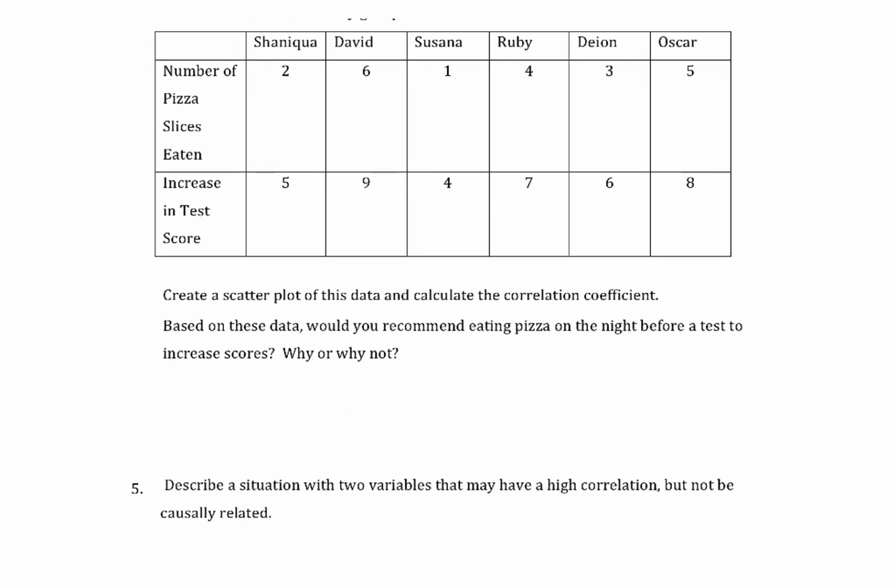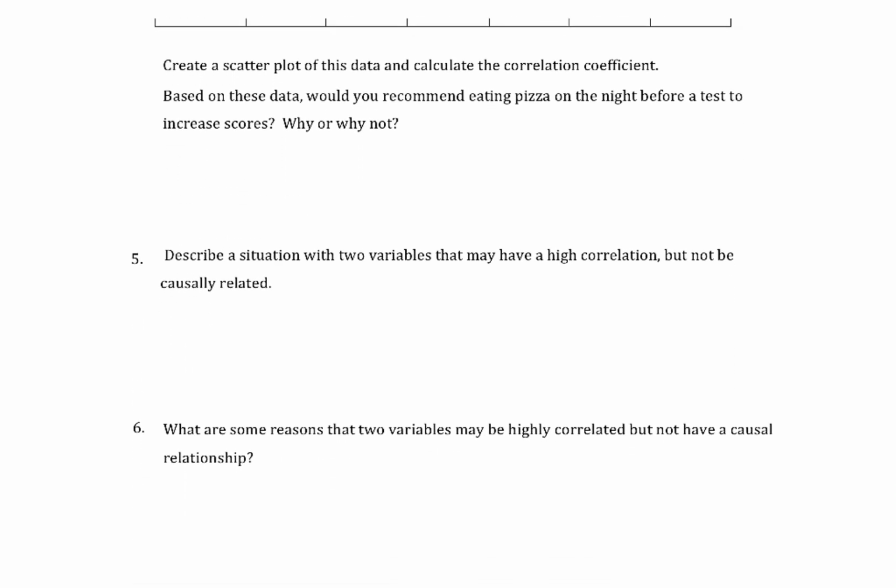So, number of pizza slices per person, and then the increase in the test score. What you're going to do on your own, and we're going to pause it a little bit again, is create a scatter plot, calculate the correlational coefficient, and tell me, would you recommend them eating pizza? Then try to answer 5 and 6. We'll give you about 5, maybe 10 minutes, depending on how much time you have left. So pause the video now and work on this.